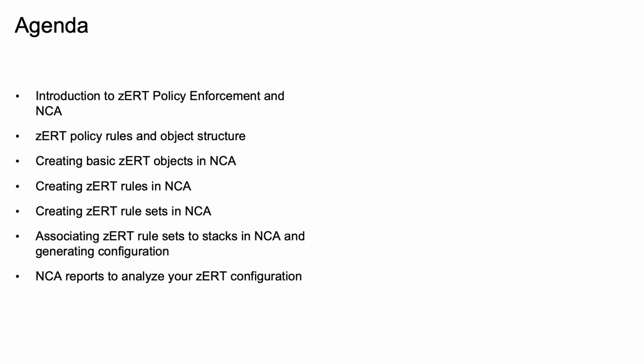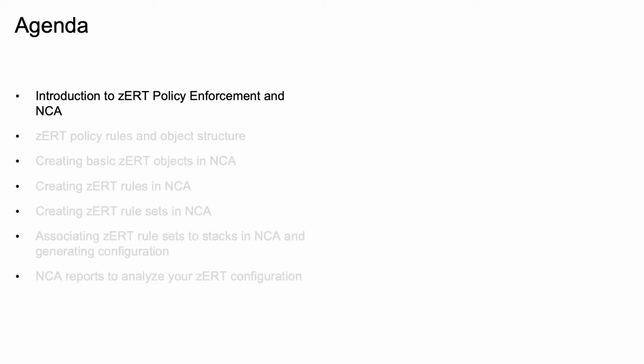Then we'll discuss the ZERT policy rules and the NCA object structure of ZERT. After that, we'll use NCA screenshots to show you how to create various objects and rules in ZERT, and then we'll show you how to install your rules to Policy Agent. Finally, we'll finish by discussing ZERT reports you can use to analyze your NCA ZERT configuration.